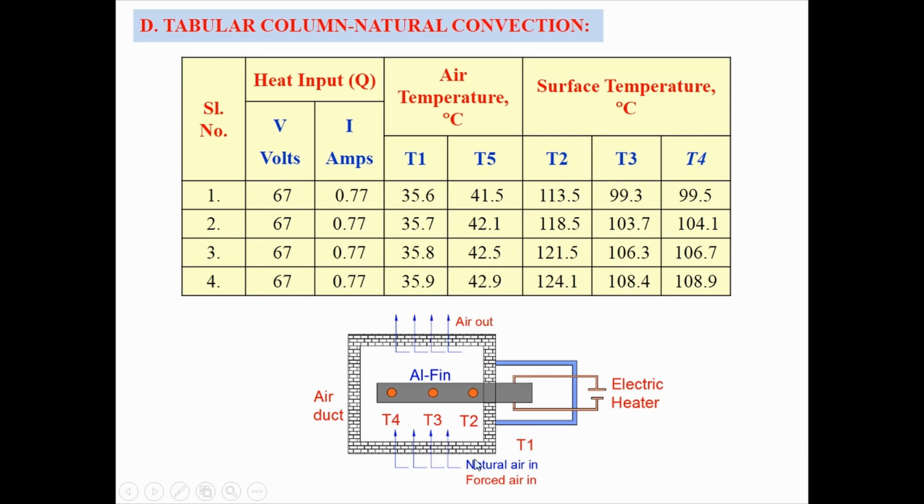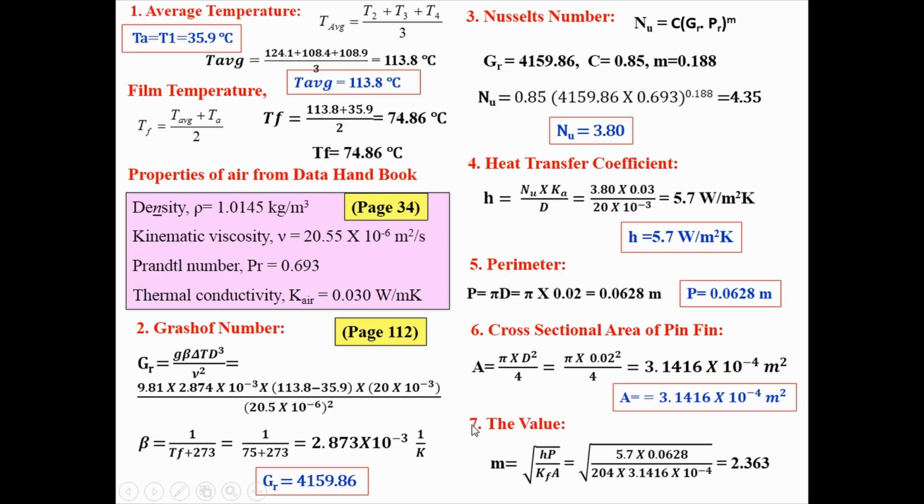You can see the same setup is used for natural as well as forced convection. If you are doing forced convection, you have to neglect natural convection. If you are doing natural convection, you have to neglect the forced convection. Now I am doing natural convection, so I will neglect the forced part. That means the fan is off and the air is freely moving. Okay, fine.